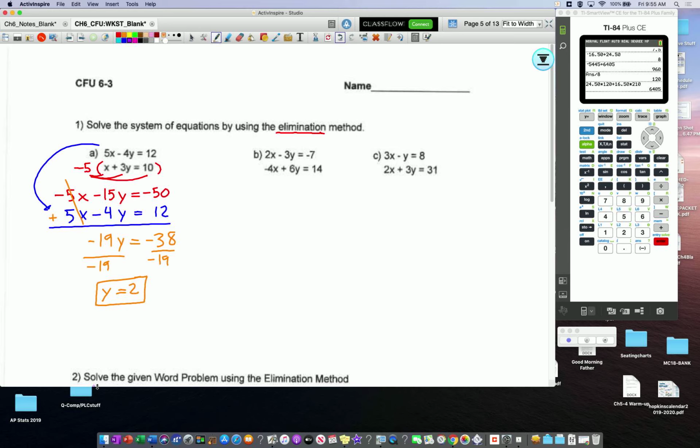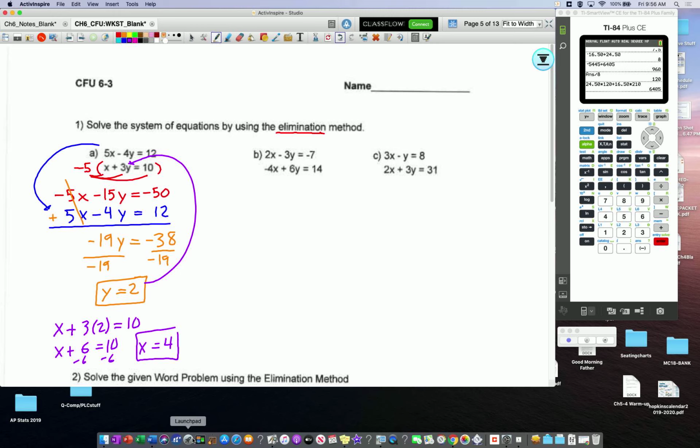So now, to get x, I have to plug that value back into one of the equations. I'm actually going to plug it into the second equation since x is already by itself there. So I have x plus 3 times 2 equals 10. Now, as I do my math, 3 times 2 is 6, equals 10. Subtract 6 from both sides, x equals 4.